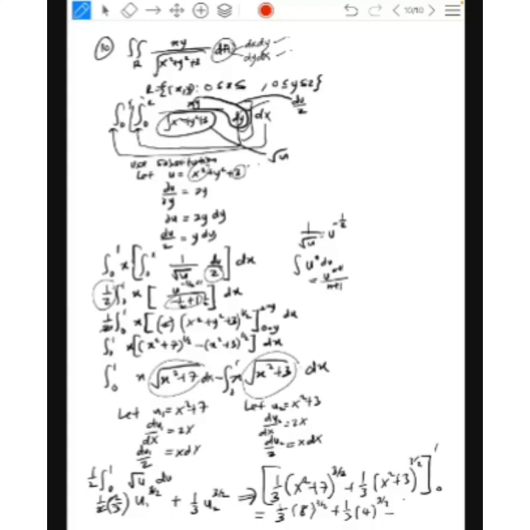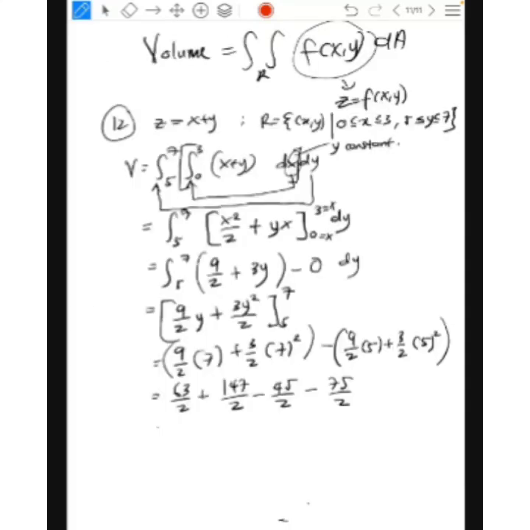Plus 1 over 3, 7 to the power 3 over 2, minus 1 over 3, 3 to the power 3 over 2. So actually 1 over 3, 8 to the power 3 over 2 minus 7 to the power 3 over 2, plus 4 to the power 3 over 2 minus 3 to the power 3 over 2. Okay, so this is the last answer, and then we'll get your answer.